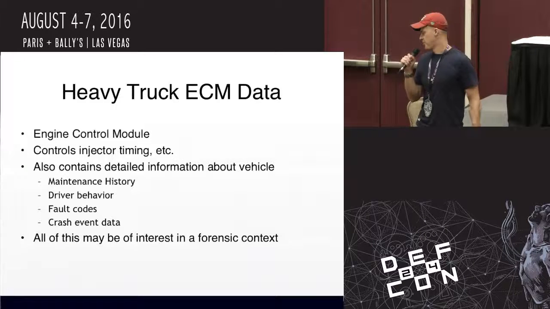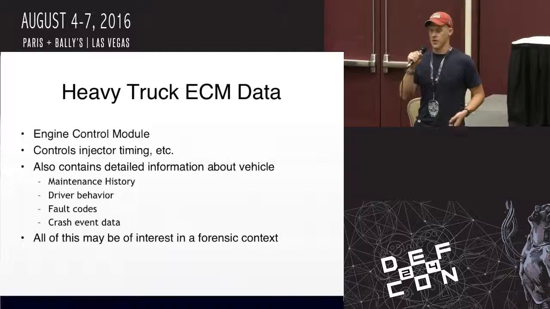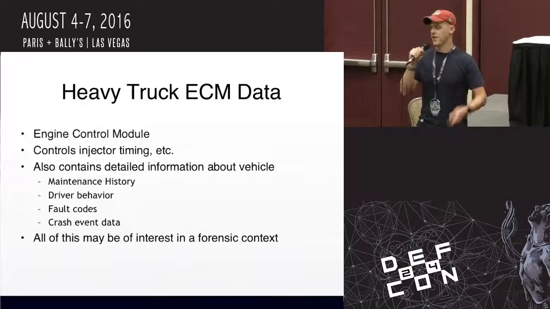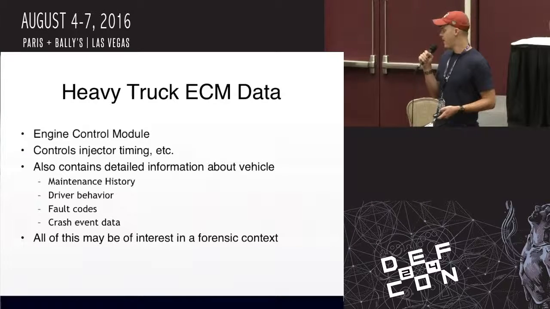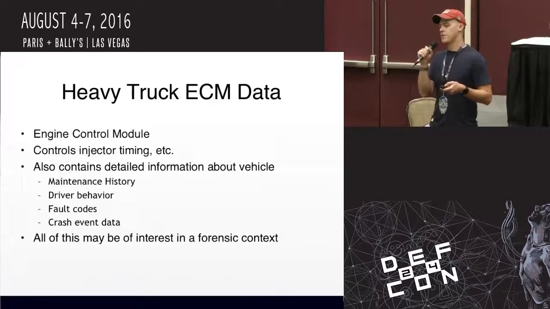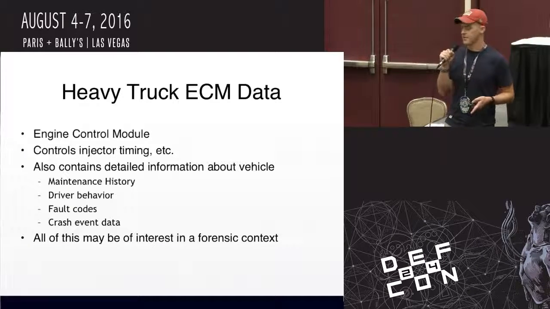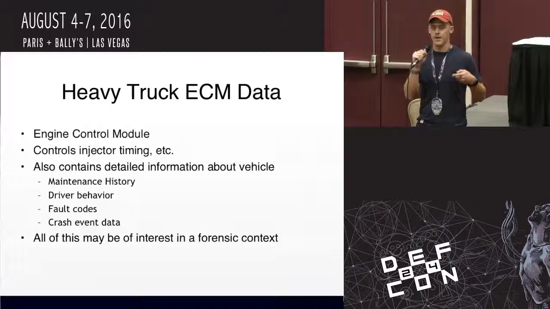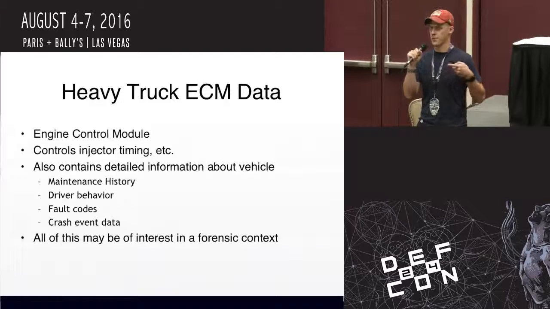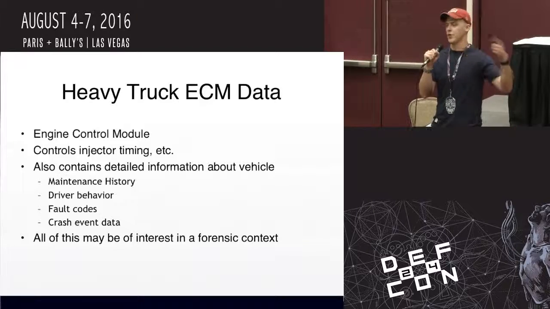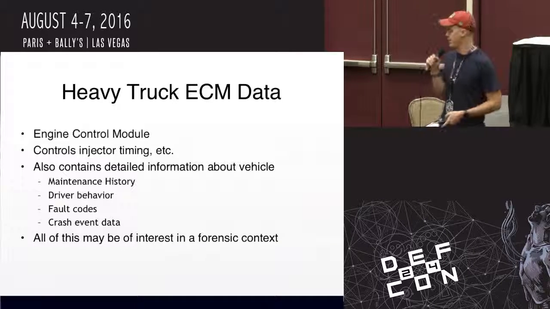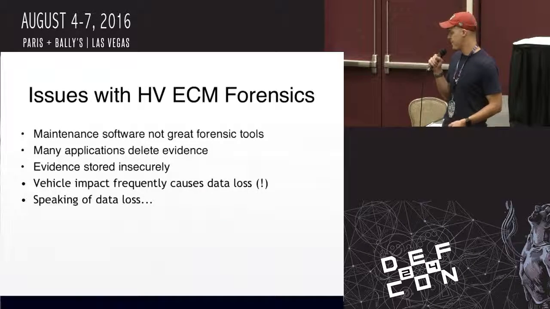So if you're really good, it'll let you cheat on the speed governor a little bit, which is an interesting motivational tool. It also stores fault codes, so mechanical faults. You know, if your car is throwing a check engine light, you go down to O'Reilly's and they have that cheap little scanner. Same kind of thing, but more full-featured. And what we're interested in, crash event data. And all of this may be interesting in a forensic context. So maintenance data, if you can support a narrative where the fleet was negligent on maintenance, you can go to the fleet and sue them or pursue criminal charges.